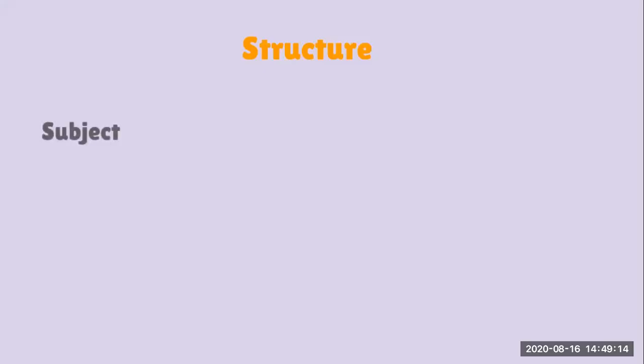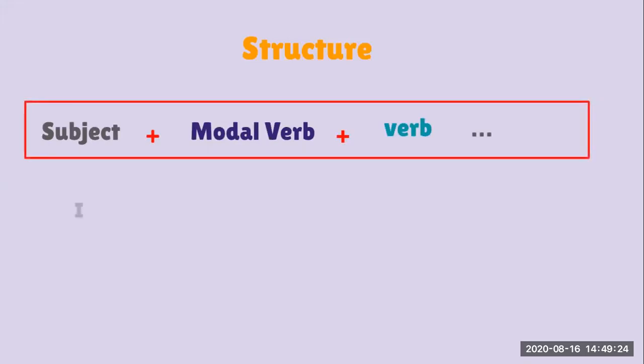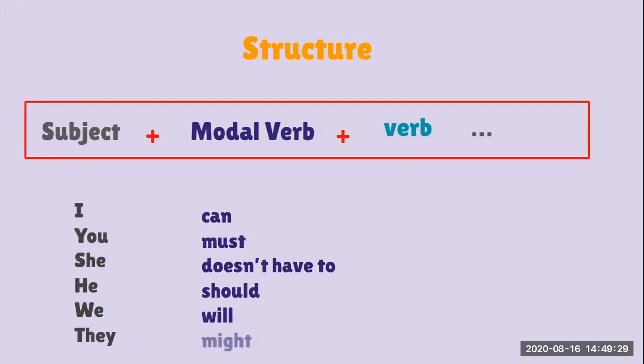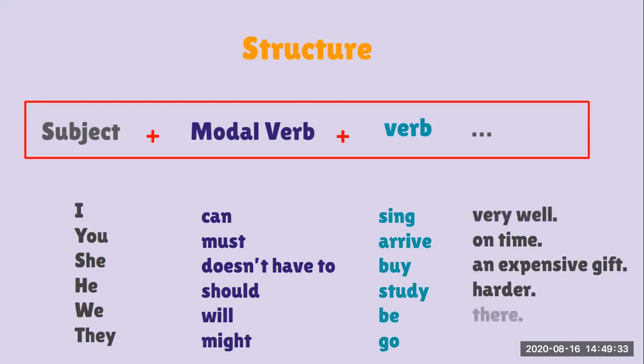So here we have the structure. We need the subject, then the modal verb, the verb, and the rest of the sentence. Okay? Here we have some examples. We have some subjects, modal verbs, verbs, and the rest of the sentence.